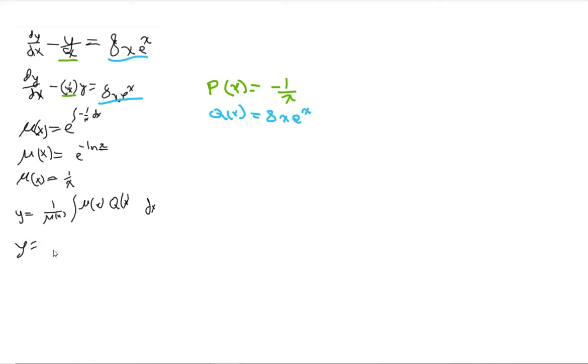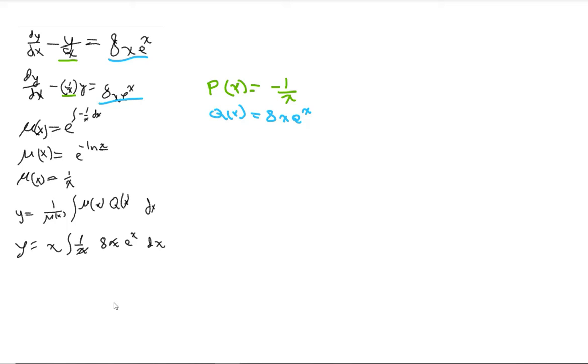Okay, so if we plug in 1 over mu of x, well 1 over x is just x. So x times the integral of mu of x, which is just 1 over x, times Q of x, which we have over here in blue, that is 8x times e to the x dx. Normally what happens is you get a really nasty looking integral, and then something cancels, and then it's not too bad of an integral. So our x's cancel here. So we're going to have the integral of 8e to the x dx.